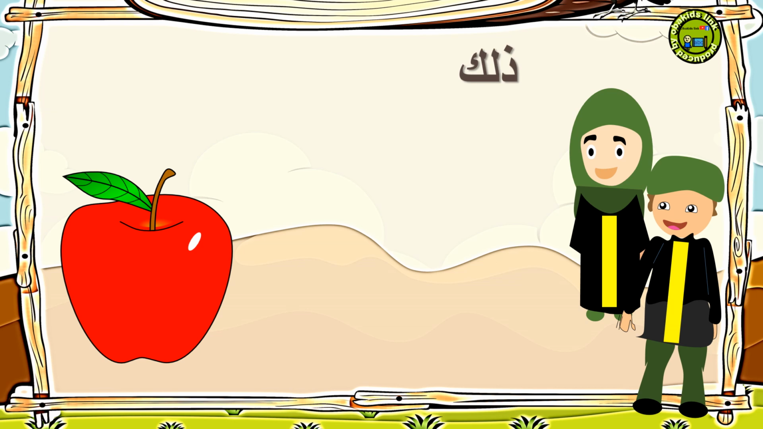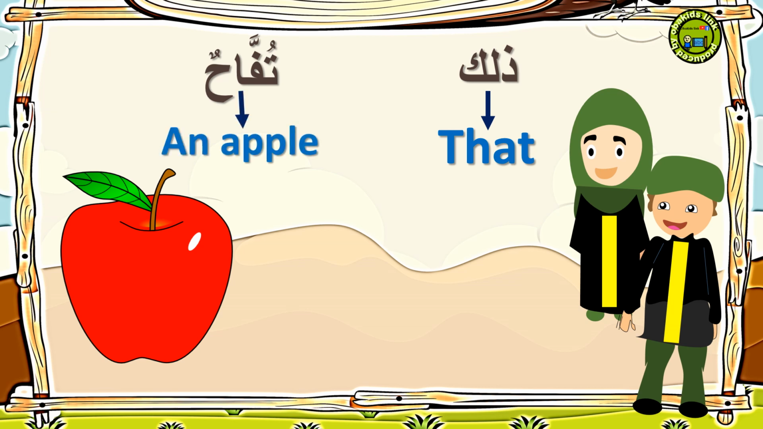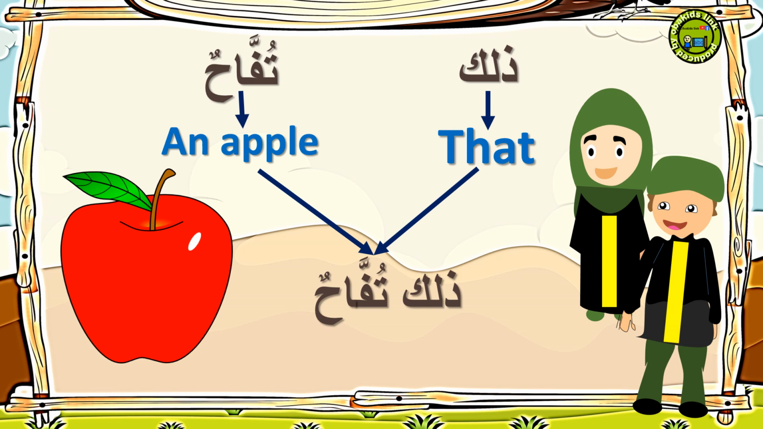This is Zalika. Zalika is a singular demonstrative pronoun which means that. This is Tufahun. Tufahun is a singular noun which means an apple. Now if we join Zalika and Tufahun together, it becomes Zalika Tufahun. Say after me. Zalika Tufahun, which means that is an apple.